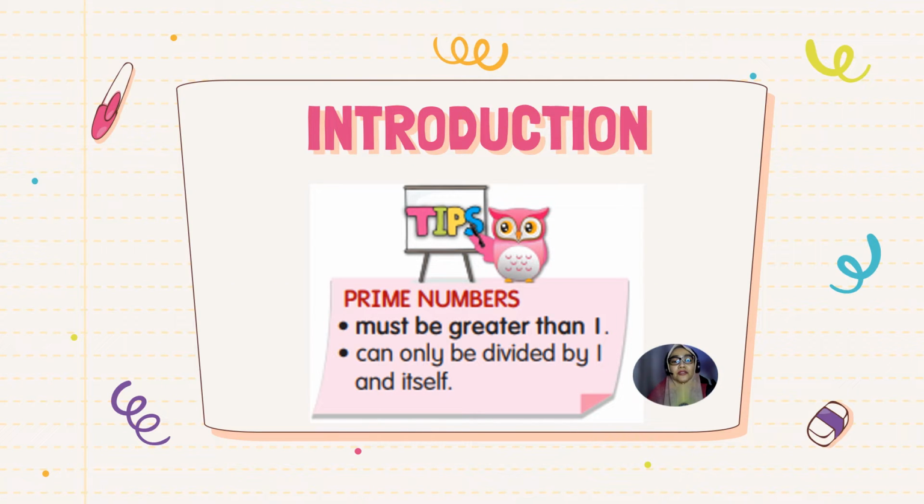Okay, let's look at the introduction. These are the tips, or the rules, for prime numbers. The first one: prime numbers must be greater than 1. And next, it can only be divided by 1 and itself.